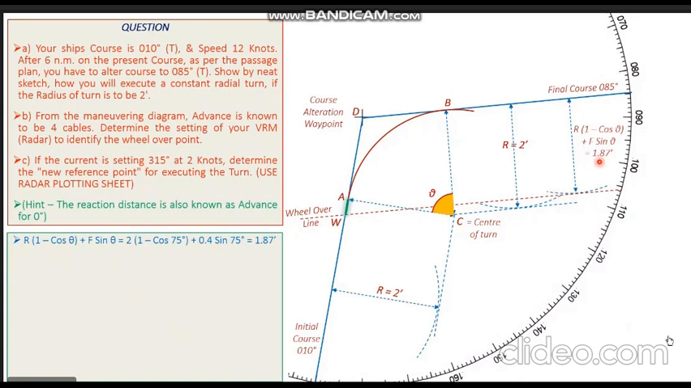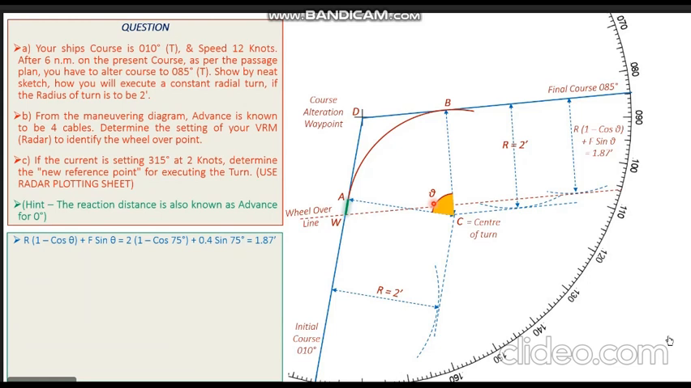So a line drawn at this particular distance parallel to the final course, which is in the direction of 085, will give you the wheel over line. Wherever this line cuts the initial course line, that will give you the wheel over point W. So if you use the calculation method, you can obtain the point W, Whiskey point, as well as the wheel over line without doing any plotting on the chart. Both of these are independent methods. They are independent of each other, and any of them can be used as per your requirement.